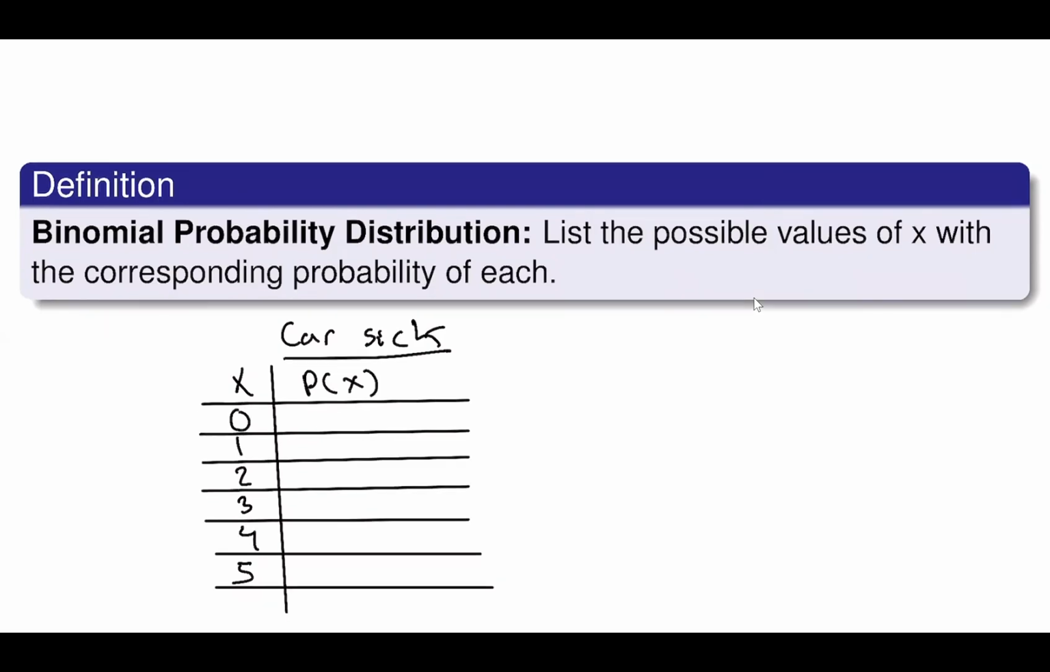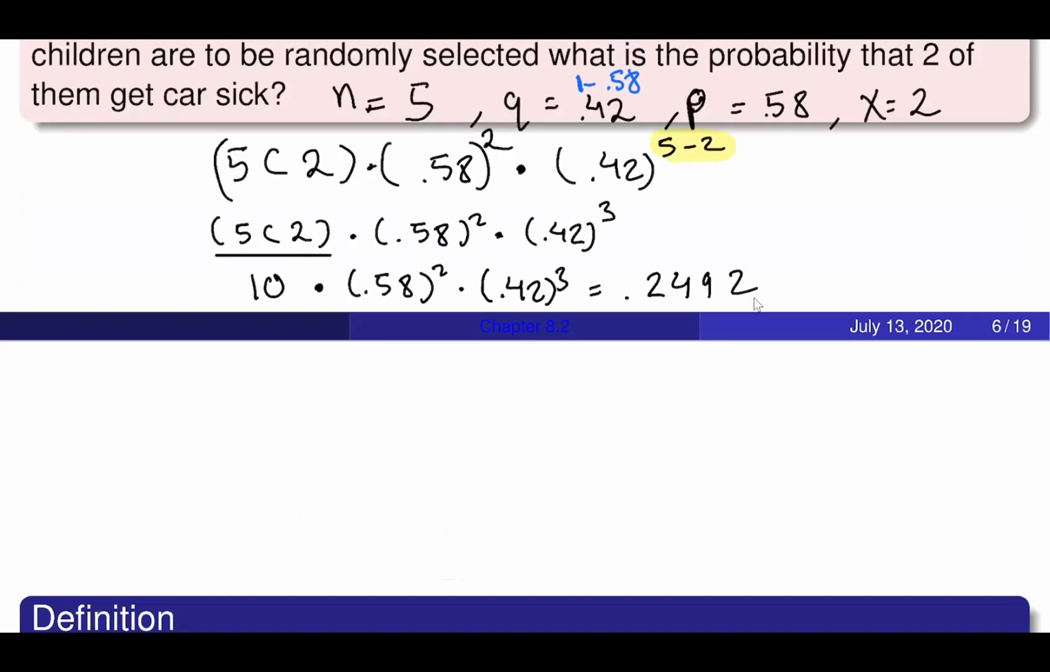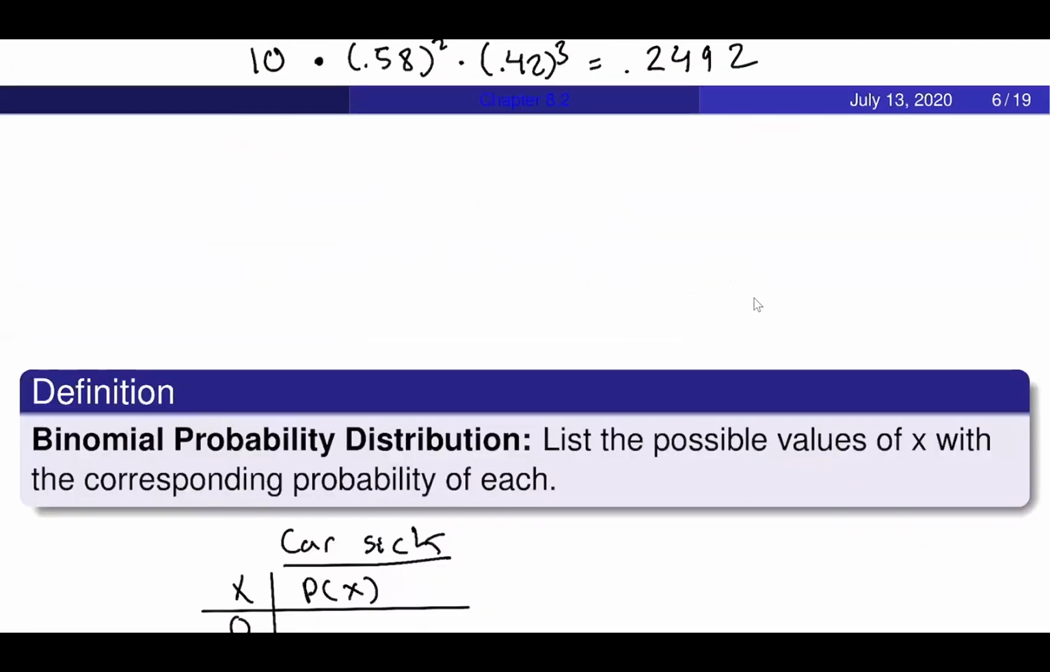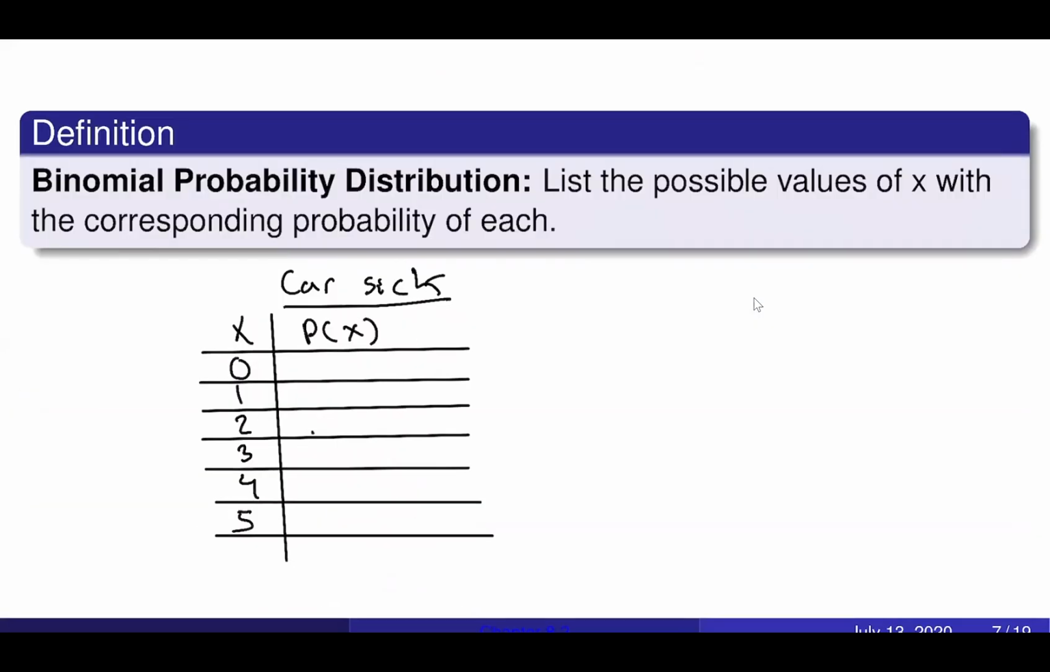Looking at ours, we already found the probability of 2, which is 0.2492. So what we're going to do is go ahead and do everything else. We're going to find the probability that x is equal to 0, because right now we're going to try to fill out this one over here.